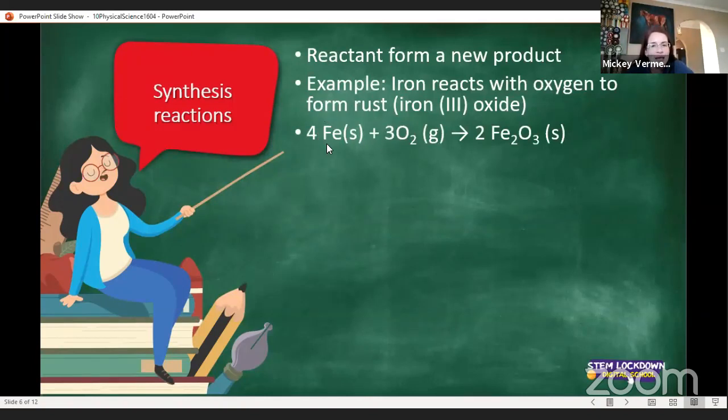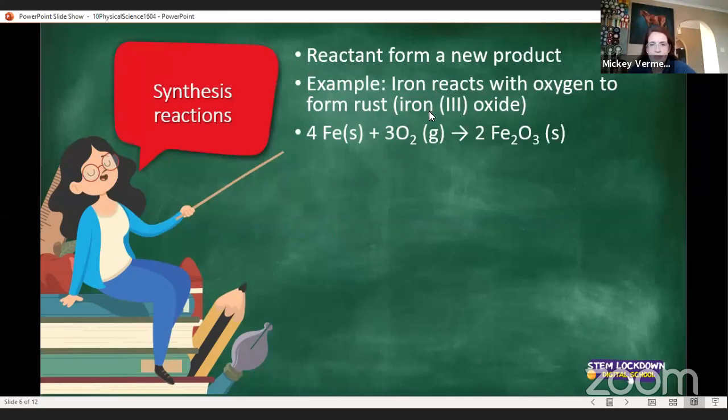I have iron, Fe. It is a solid. It reacts with oxygen. Remember, oxygen is a diatomic gas. And it forms iron oxide. Is this conservation of mass? Yes, Samson, we're getting to the point of this. The point of the triple I's.